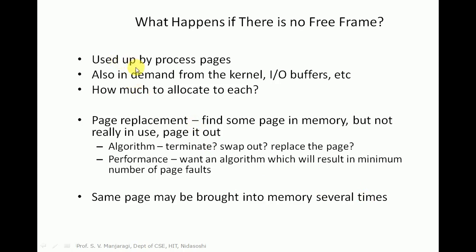This problem arises because all the frames have been allocated to the different processes, so no free frames are available, and also there is a demand from the kernel and I/O buffers. If any kernel program is demanding pages, they must always be allocated. So a few pages will be reserved for the kernel, they cannot be allocated to user processes, and all remaining pages which are kept for the user processes have already been allocated to the different processes. Not a single free frame is available.